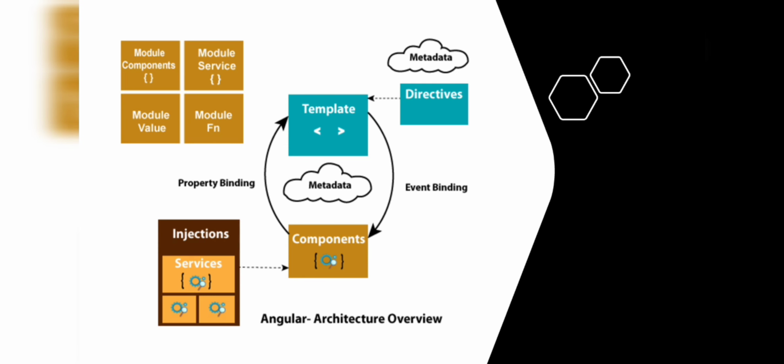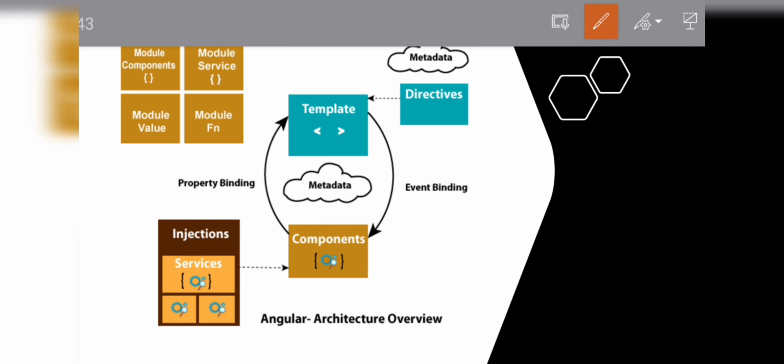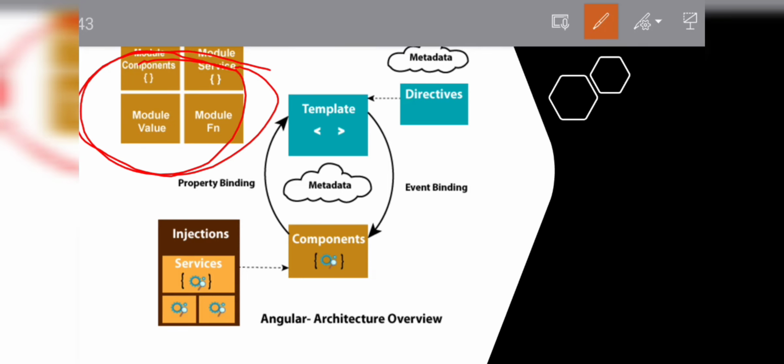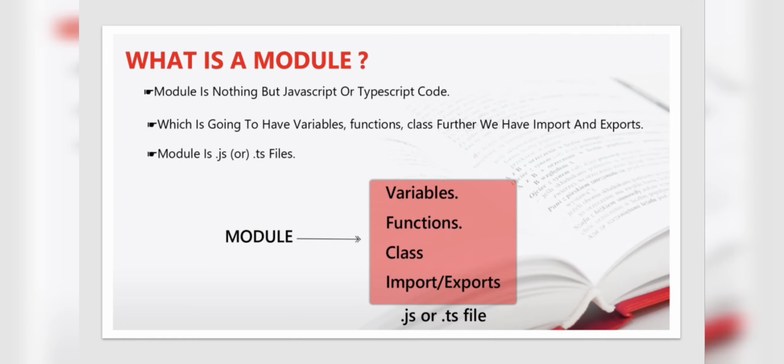Now let's look at the architecture overview of Angular. In Angular, mainly modules will be there. In modules, there are components, services, values, functions, etc. These are the things that we have to consider while learning about the architecture of Angular. So let's look at what this module is.